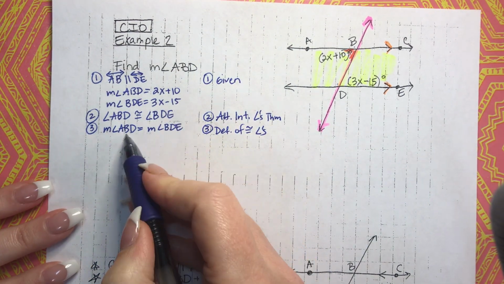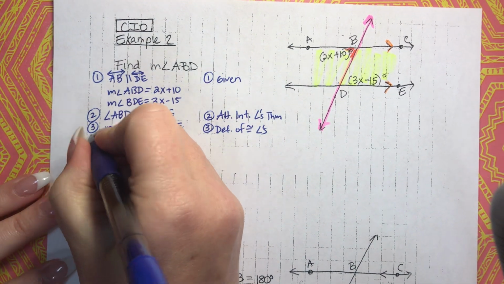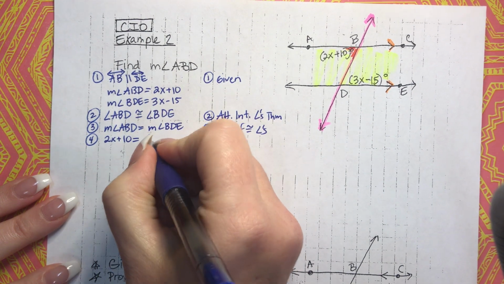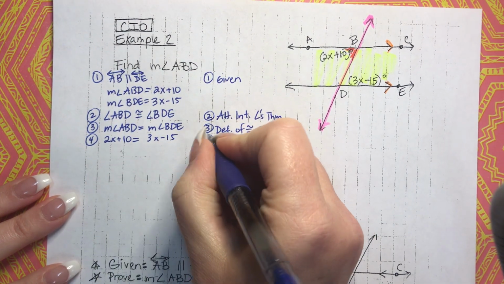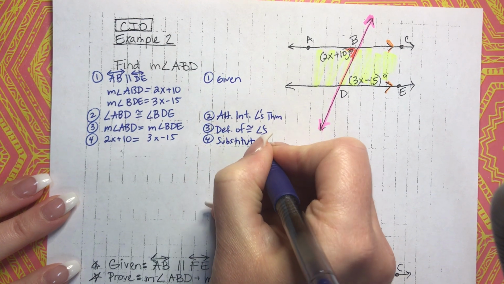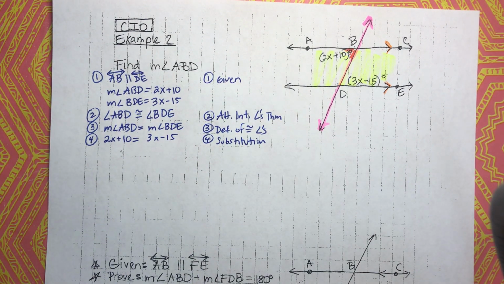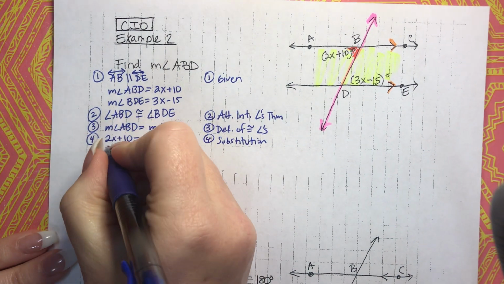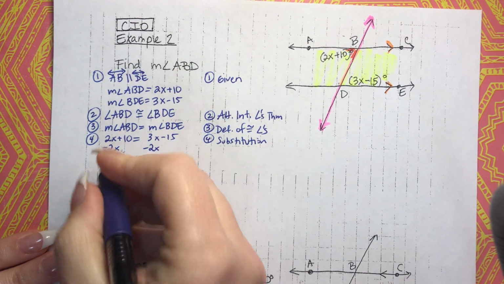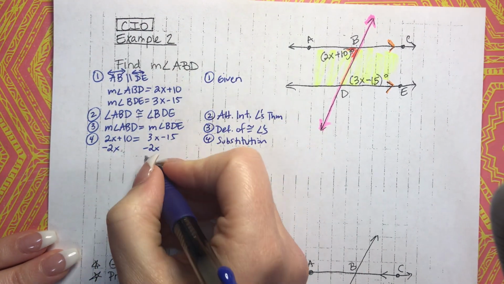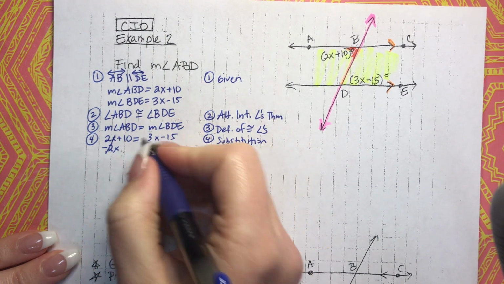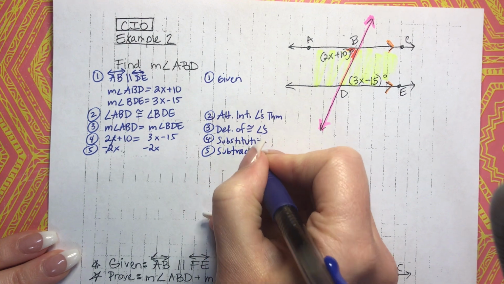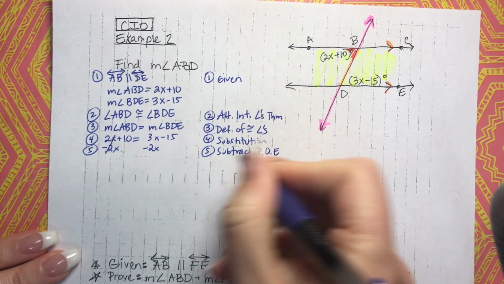And then we can just do substitution. We're just going to substitute these values in. Substitution would be 2x plus 10 equals 3x minus 15. And then we just do the algebra from there. I'm going to move this 2x over here, and that would be the subtraction property of equality, right?